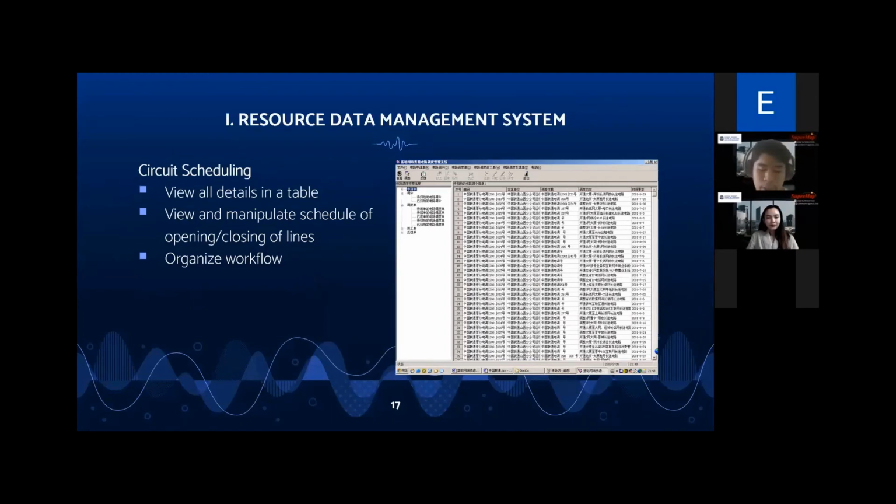Next, we have circuit scheduling, which is about scheduling the opening, closing, and maintenance of your circuits. All the necessary details can be viewed in a table in the GIS environment. Each item has data on which personnel or company is responsible for the activity, which circuit is the subject of the activity, the reason for this, or why it will be performed, and what kind of specific activity will be done, or whether the circuit will be open or closed, and the exact time and date of the activity.